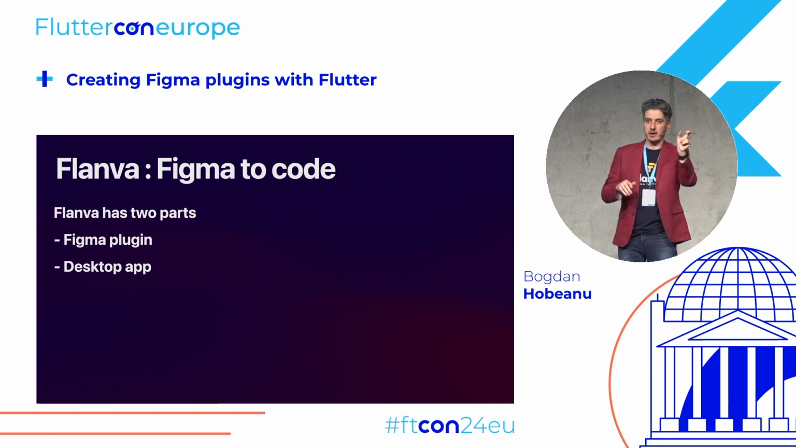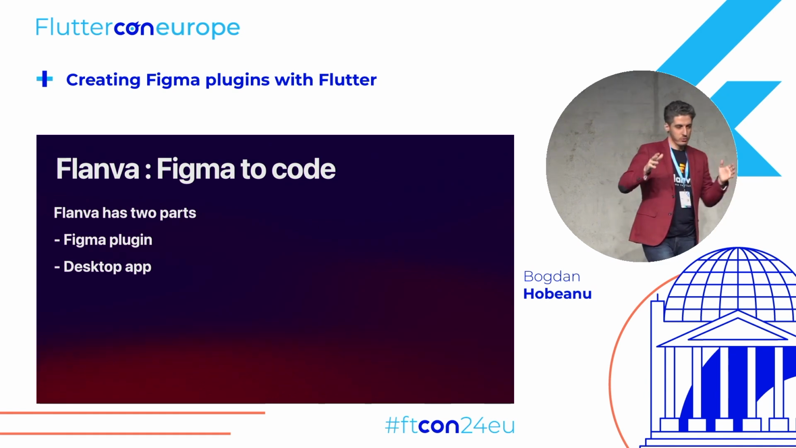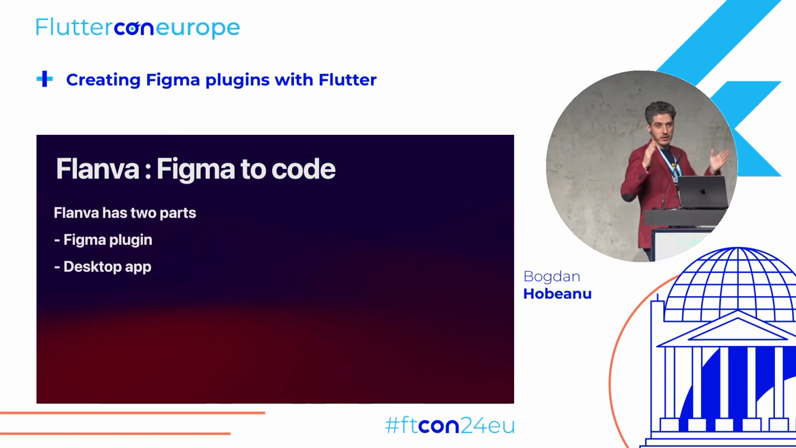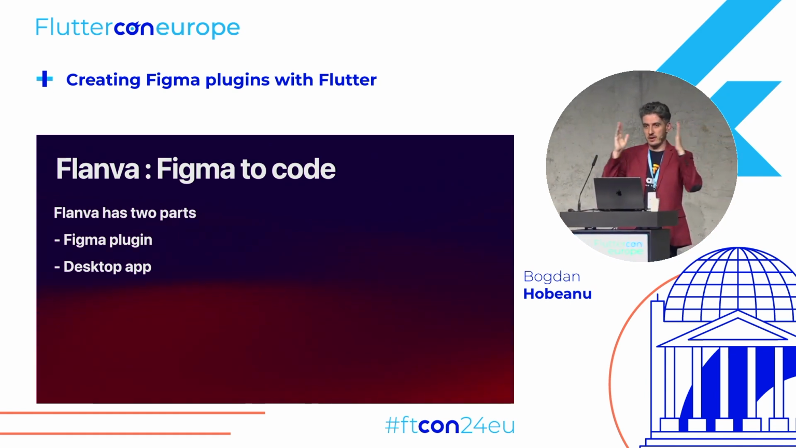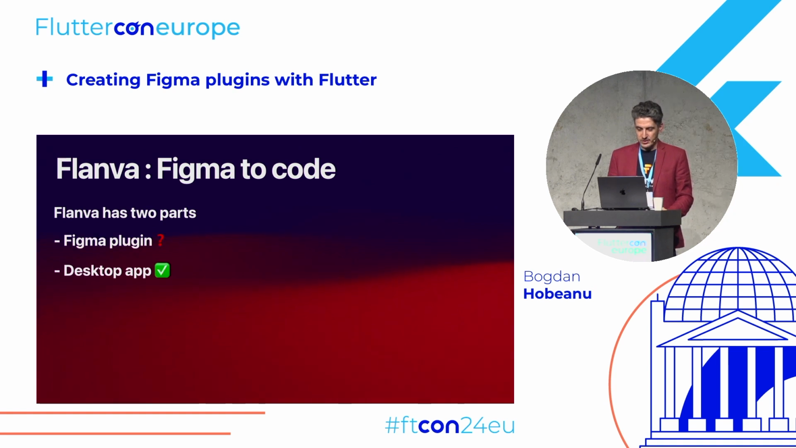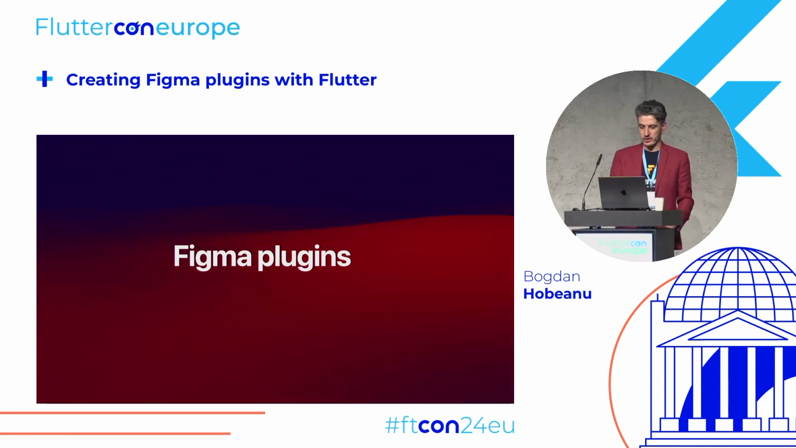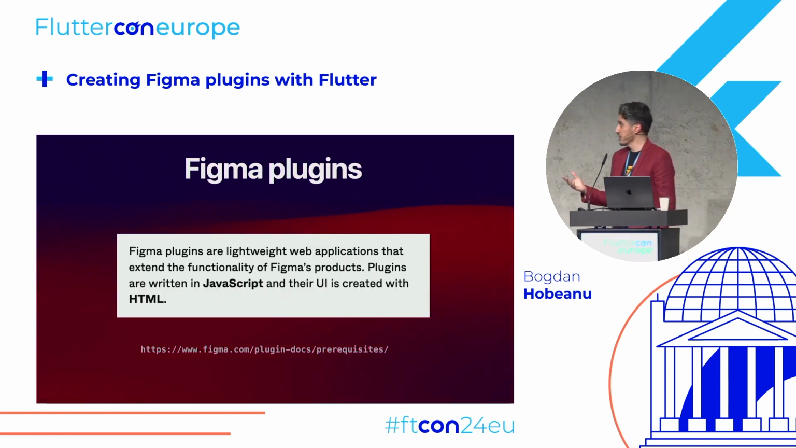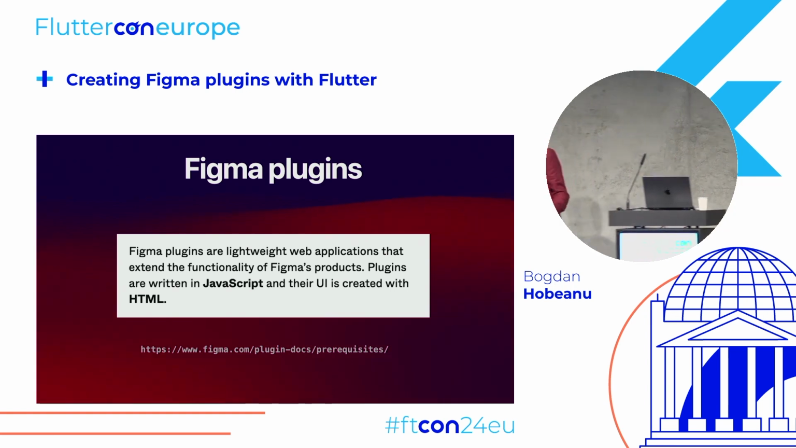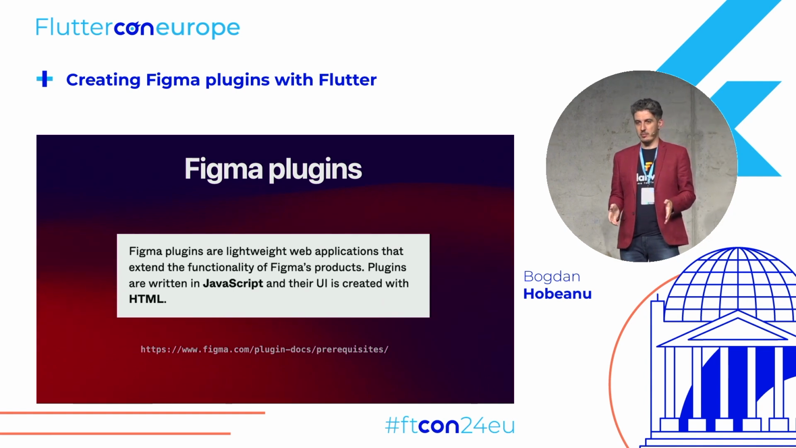If you make a change in Figma and you want to see how it would look like, there are lots of steps that you need to follow. And for this reason, I wanted Flamva to be a desktop app so that I would reduce the friction as much as possible. So for the desktop app, of course, I use Flutter, right? So the question is, what do I use for the Figma plugin? And let's talk about Figma plugins, what they are and how they work. As presented on the Figma website, Figma plugins are lightweight web applications, and they're written in JavaScript, and their UI is created with HTML.